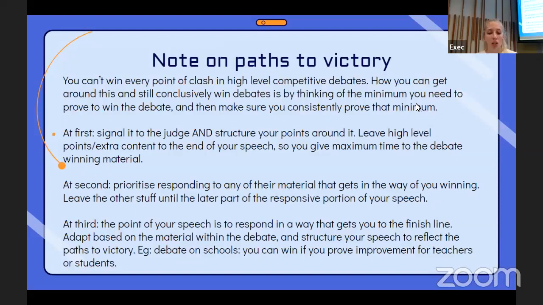What it looks like at second is prioritizing responses to any of the material that gets in the way of that path to victory that you've come up with.